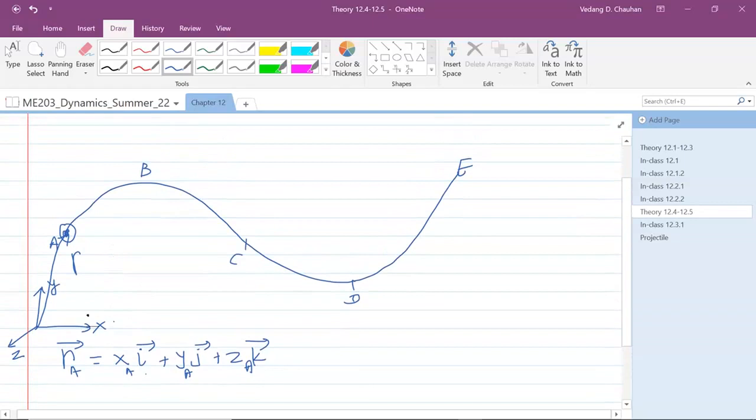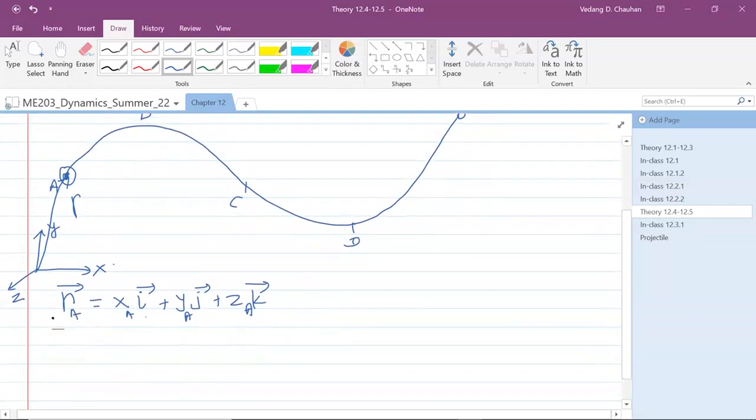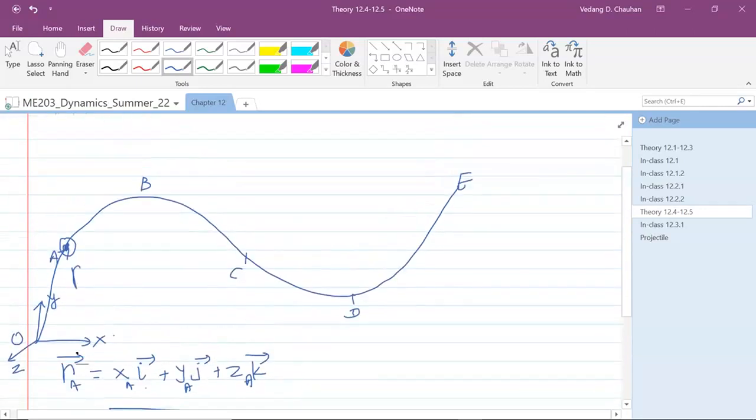And if we need to find the exact distance of that point from the origin O, then we need to find the magnitude of this vector, which is the square root of XA squared plus YA squared plus ZA squared. A vector has both magnitude and direction. So this is the vector and this is the magnitude of the vector.